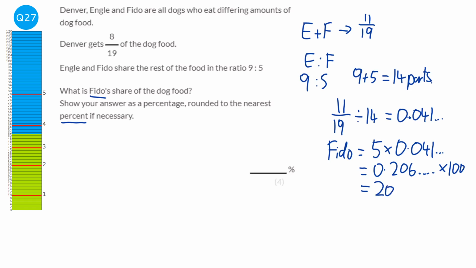So we have 20.676 and so on percent, and it wants it rounded to the nearest percent, so that would be 20%. Or actually, it would be 21% because this would round it up, so 21%.